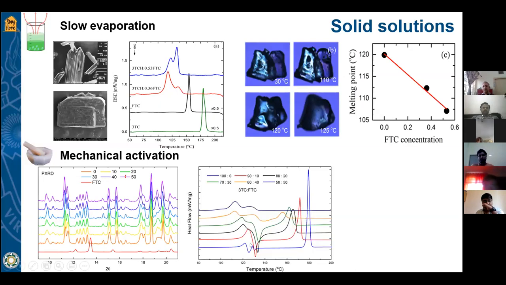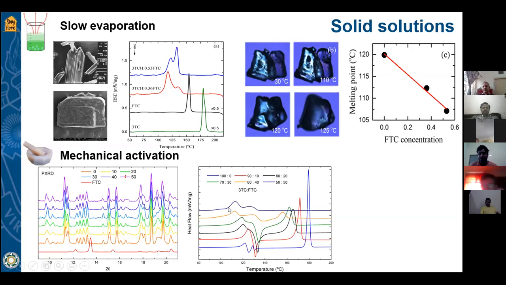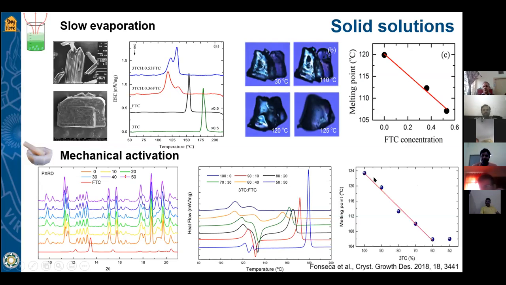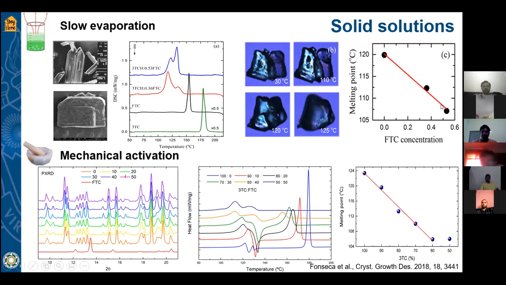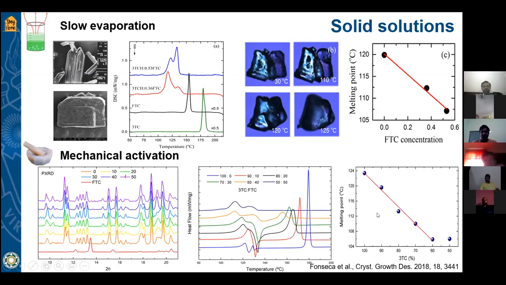If we go to the DSC now, this is the DSC of the solvate, the pure solvate. There is a melting followed by a recrystallization and the final melt. And then we check the melting point again. You can see that this linear behavior we saw in the lower operation is preserved with the mechanical activation. But if you see here the 50% sample, it has the same melting point as the 60%.